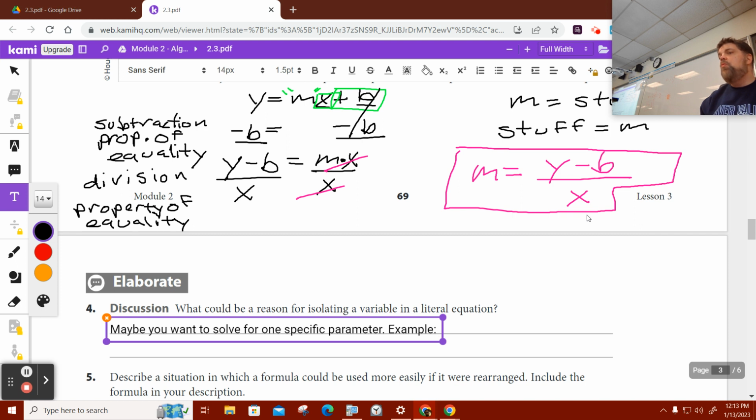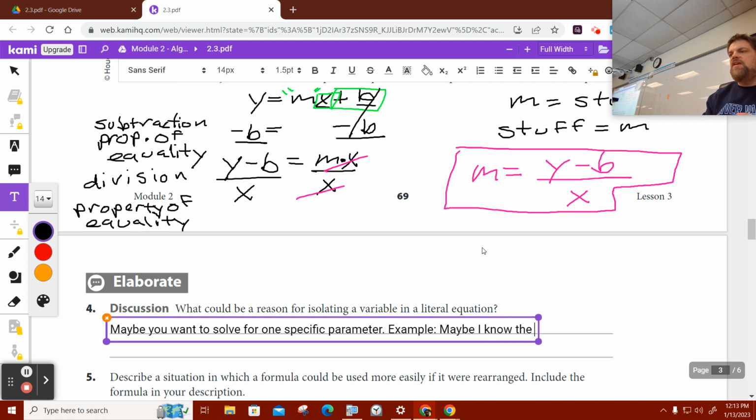So it says, what could be the reason for isolating a variable in a literal equation? And I said, maybe you want to solve for a specific parameter. So in this last problem, what we did is we solved for m. What does m represent in the linear equation for slope-intercept form? It represents the slope.